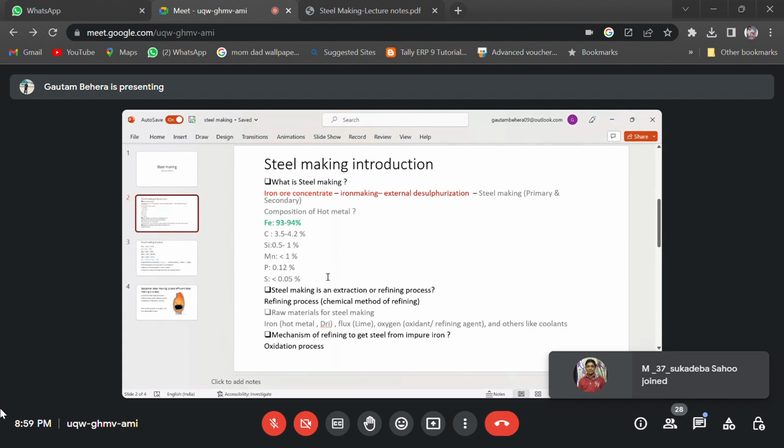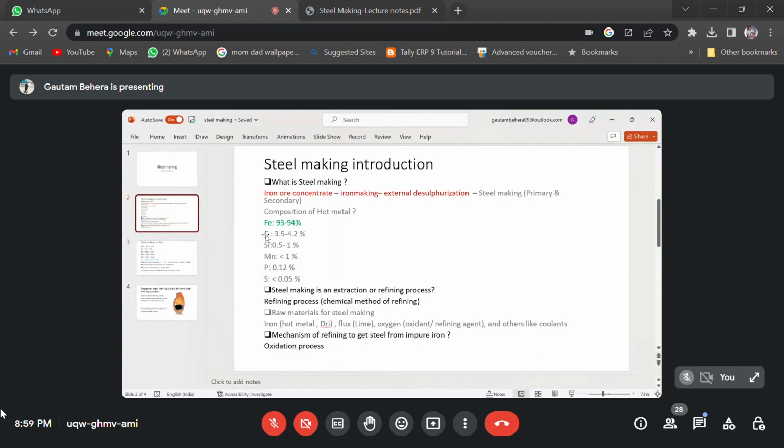Yes, sir. So if we remove the carbon, silicon, manganese, phosphorus, sulfur from impure iron, what will happen to the iron amount? Iron amount will increase, obviously. And this amount will decrease. They will get removed. Carbon will get removed. Silicon will get removed. Manganese will get removed. Phosphorus will get removed. Sulfur will get removed.